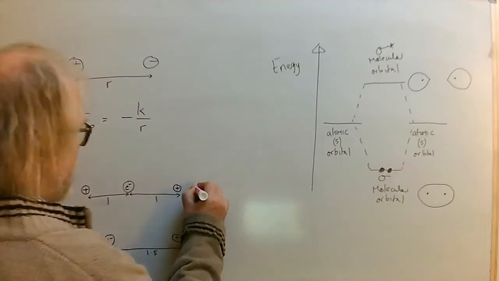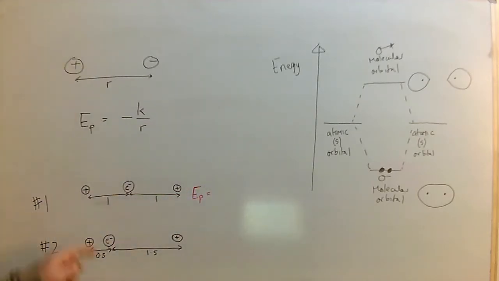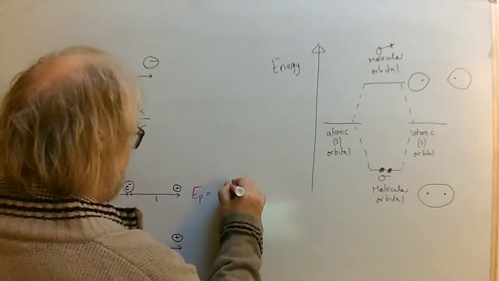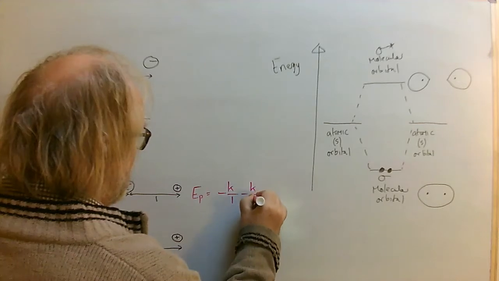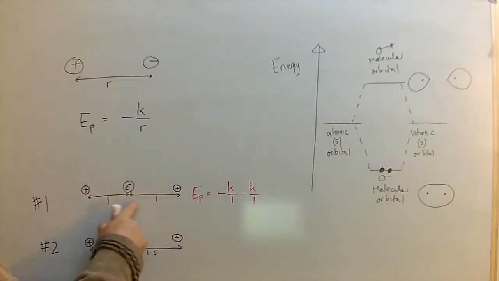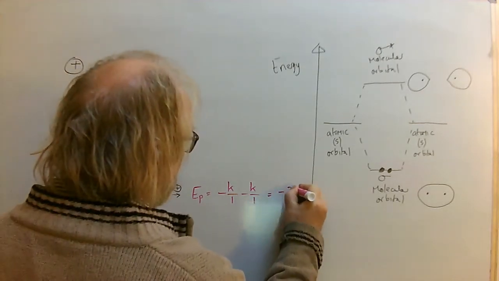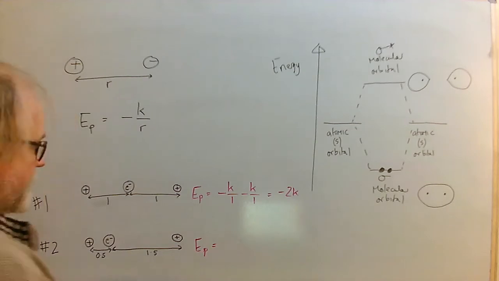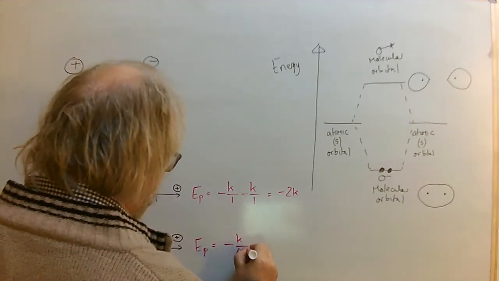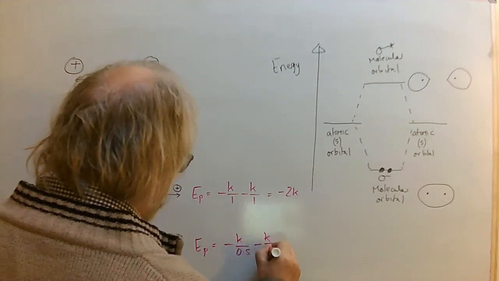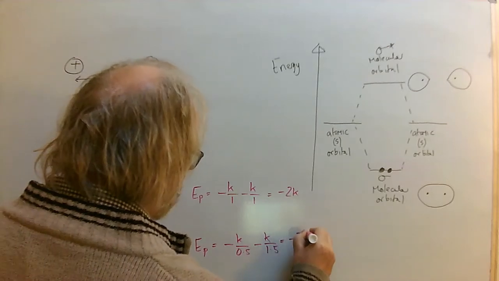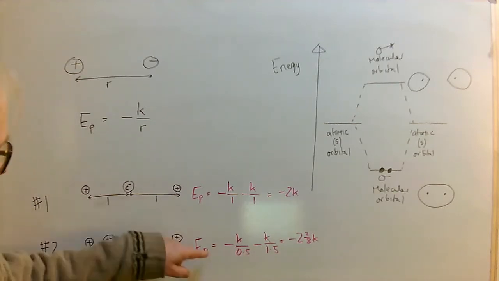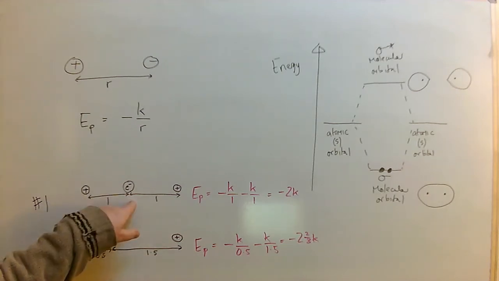Okay, so if you do that, you can see that in this case, the potential energy, we can just add up the potential energy that comes from attraction to this nucleus and attraction to that one. So it's equal to minus k over 1 minus k over 1. Because it's 1 unit from that nucleus and it's 1 unit distance from that nucleus, which is obviously minus 2k. If we do it for this one, we get that the potential energy is equal to minus k over 0.5 minus k over 1.5, which is minus 2 2/3 k. Okay, so we get this rather interesting result, which is that actually the potential energy is lower in this situation than it is in that situation.